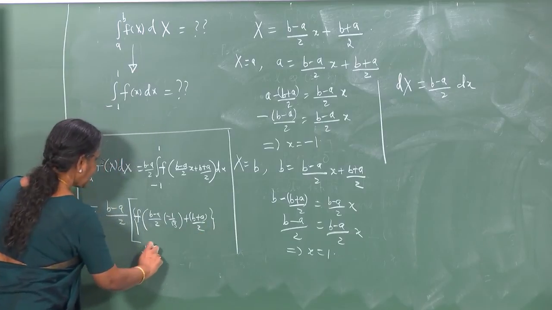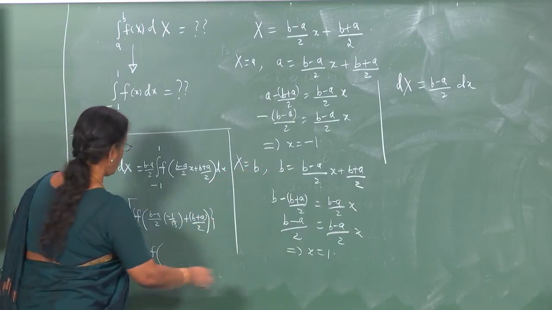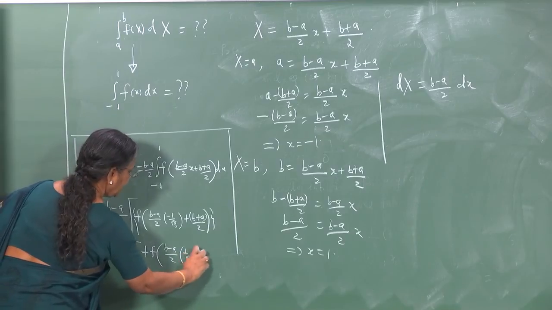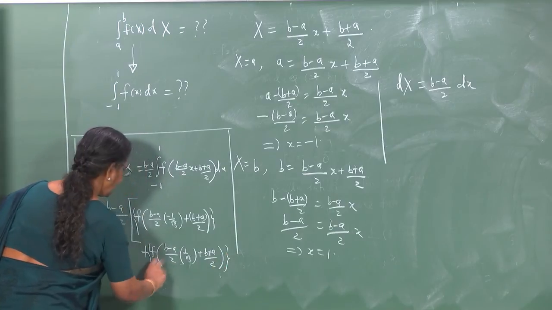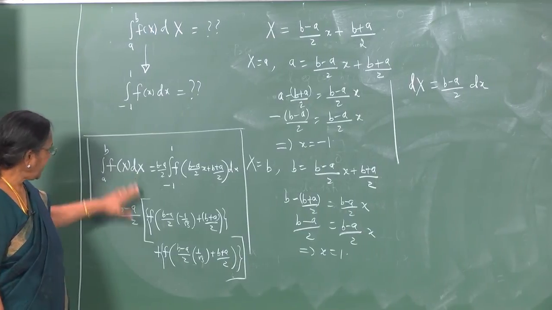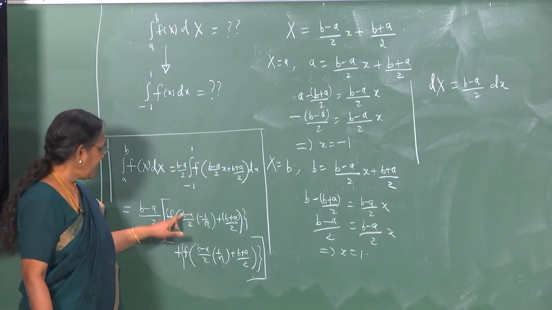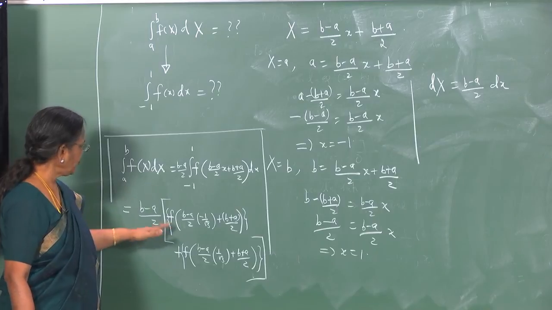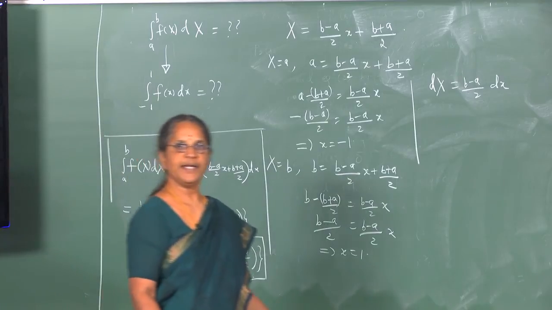And then the next term will be f evaluated at 1 by root 3. So, b minus a by 2 into 1 by root 3 plus b plus a by 2. That is going to be the second term. So, this integral has been evaluated using Gaussian quadrature. You know a, b, etc., because the upper and the lower limits are known, and therefore substitute those values, and this will give you the value of this integral between a and b.